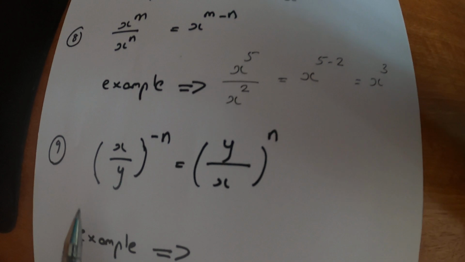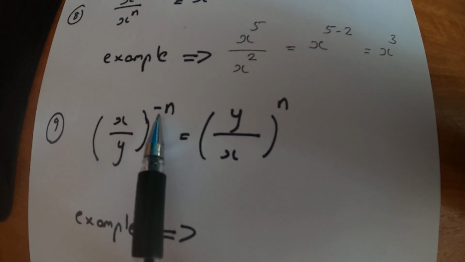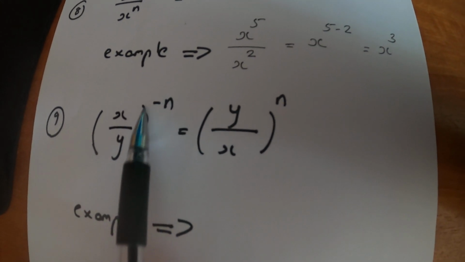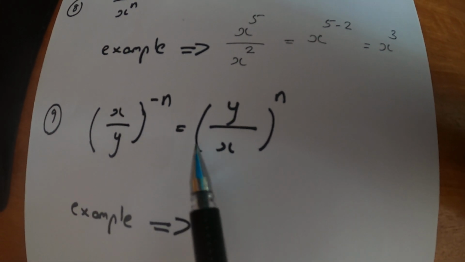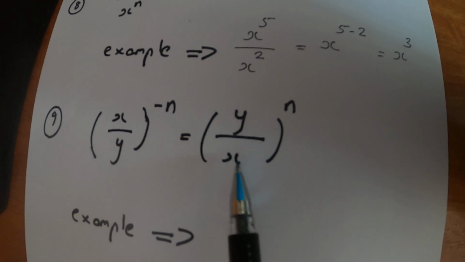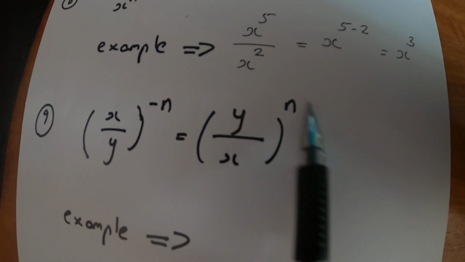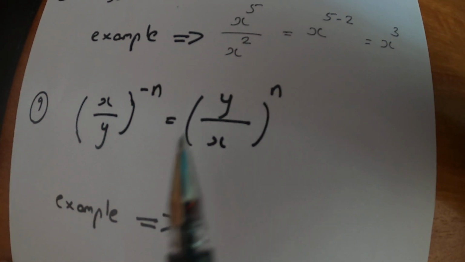Okay, rule number 9: x divided by y, to the power of negative n, right? In this case, you want to get rid of the negative sign. So what will happen is it is equivalent to y divided by x, just reverse it. x by y becomes y by x, so n becomes positive. So this is rule number 9, right?